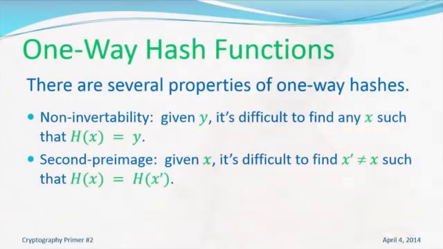And it is supposed to be difficult to invert. And I'll explain what that means in a second. But there are actually several properties that we have of these one-way hashes. And it used to be that we blurred them all together. But we've discovered they're all very distinct. They have very different properties and very different assumptions behind them.